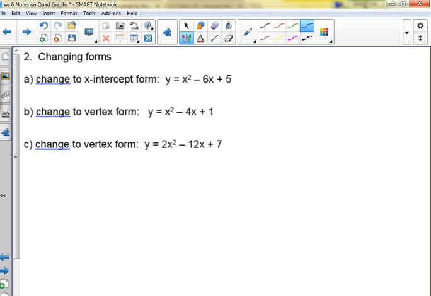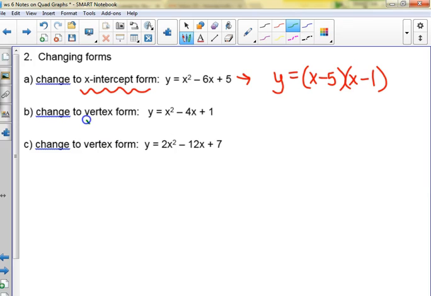Here we go. Changing from one form to another. So the first one says change this to x-intercept form. What does that mean? What else is x-intercept form called? Factored form. So all we want to do is factor this. How does that factor? The factors of 5 are only 5 and 1. So that's the only way it can factor. But to get a negative 6 in the middle and multiply to make positive 5, they need to both be negative. Now if we had to find the vertex, it would be in the middle of those x-intercepts. But that's all it has to do. That one was easy, yes?